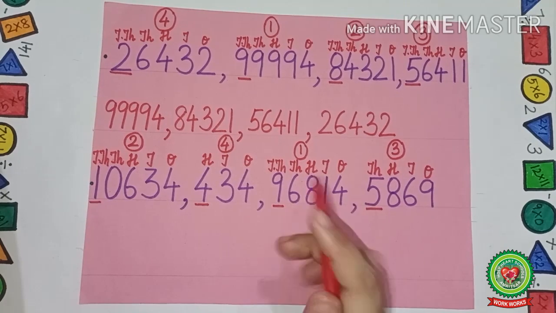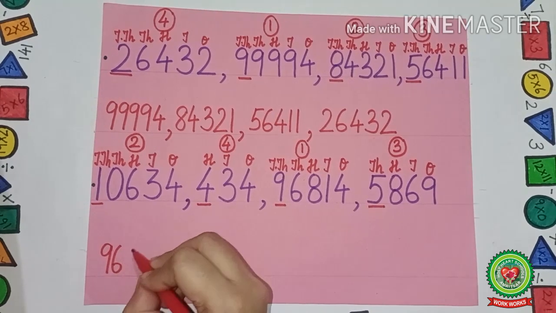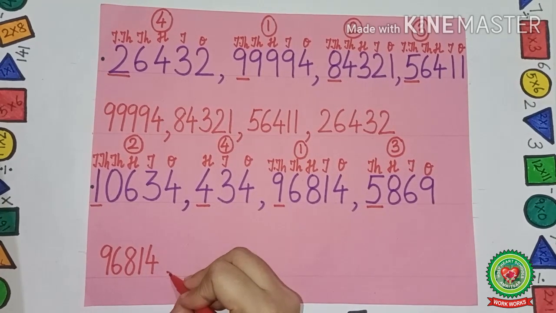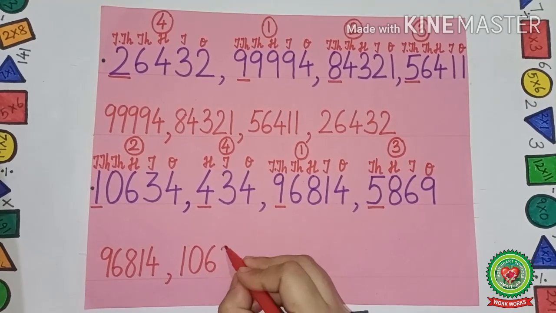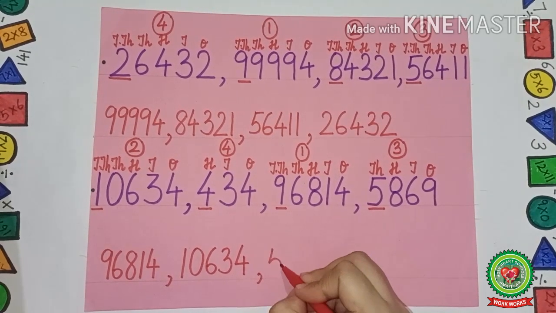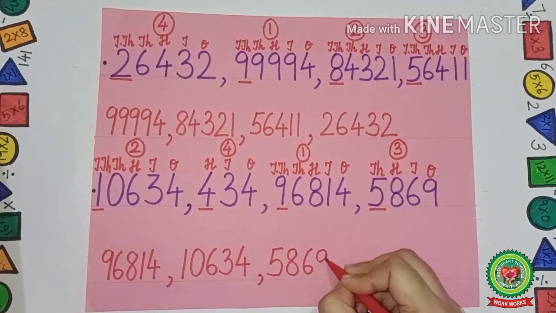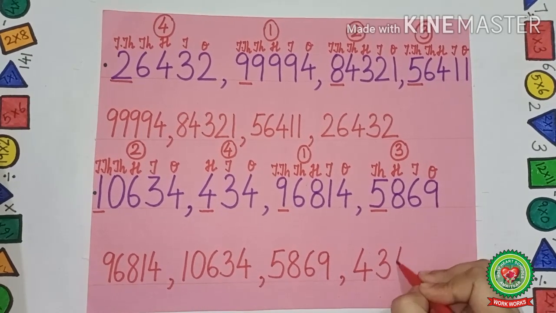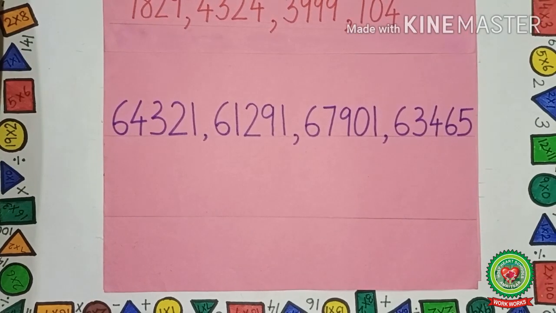Now we will arrange it in descending order according to the numbers we have written. Now first one is this one. So we will write over here 96,814. Next one 10,634. Next one 5,869. And the last one will be 434. Okay kids, let us see one more example.